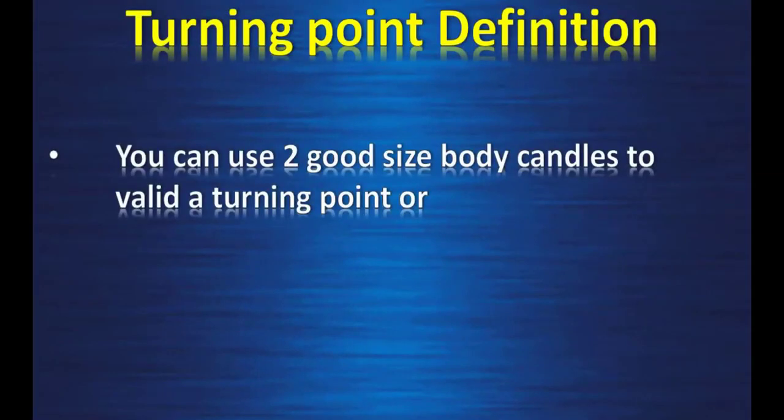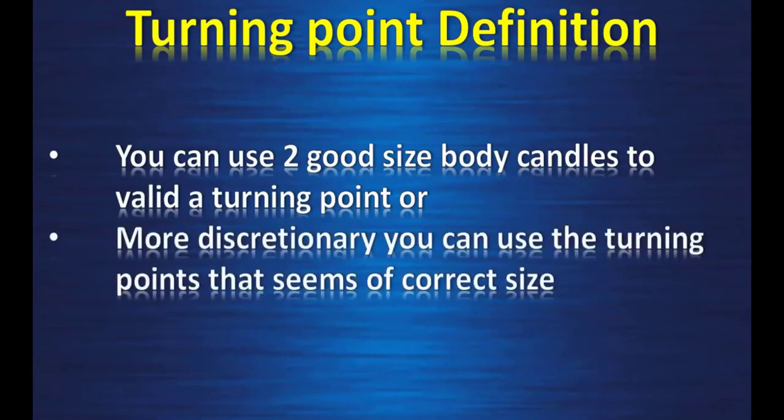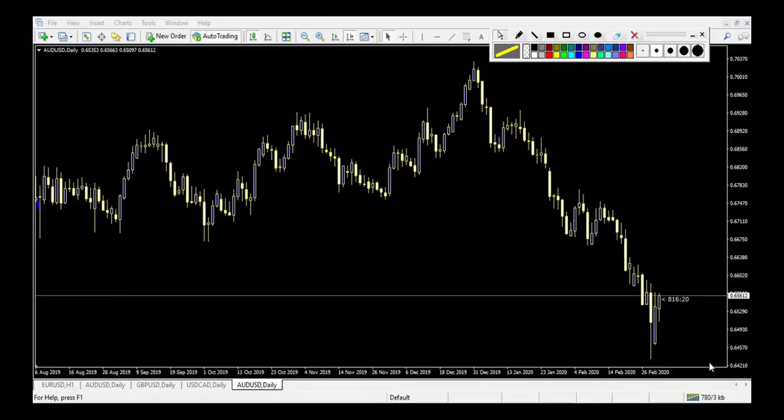We can use two good-sized body candles to validate the turning point, or, more discretionary, you can use a turning point that seems of correct size. Let's see that on the chart. Now let's look at what makes a turning point for me. For example, we have this specific move right here with a little hem and continue down, but very weak movement going up, and this, and finally a big movement going up.